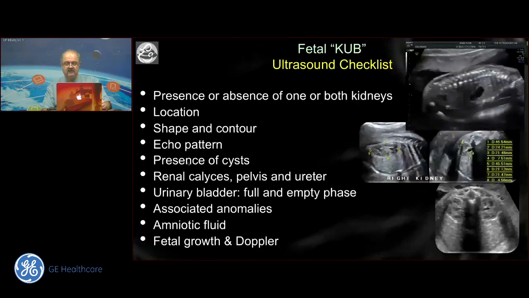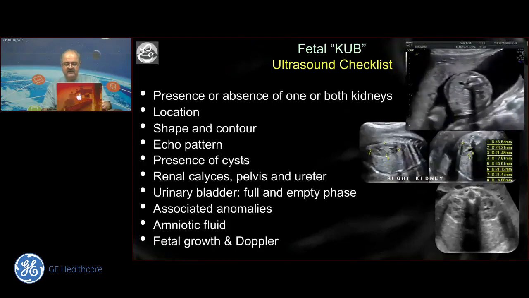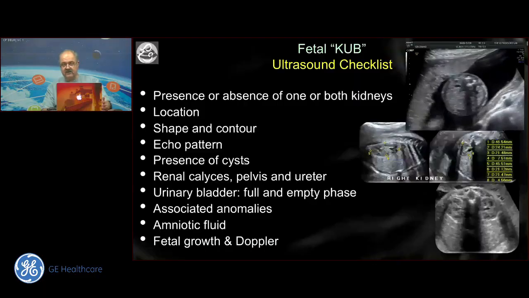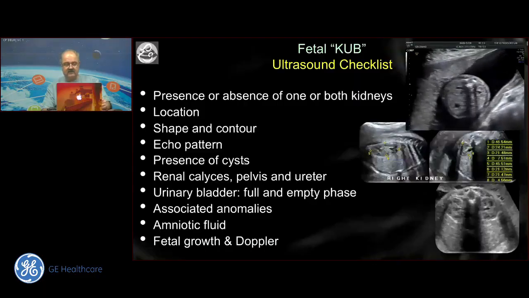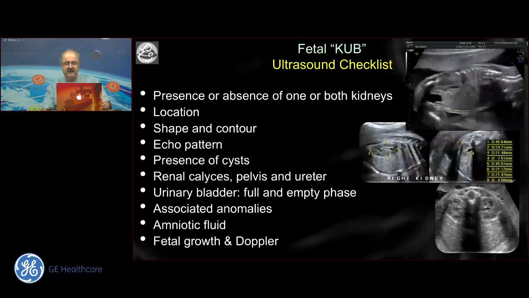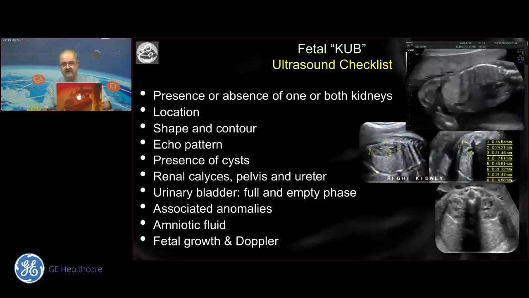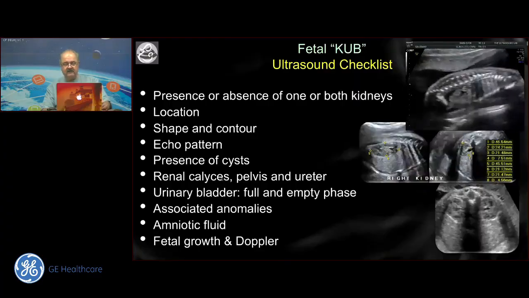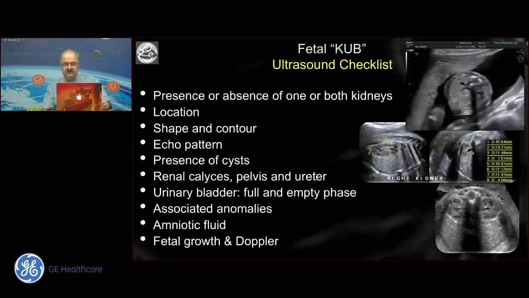You should exclude the presence of cysts, and if there are cysts, then you measure them and you try to study them further, as we will discuss. You look at the renal calyces, the pelvis and the ureter. You should not be able to see any calyceal dilatation whatsoever, and any calyceal dilatation should be looked at very, very carefully. The renal pelvis has some norms, and we will discuss those.